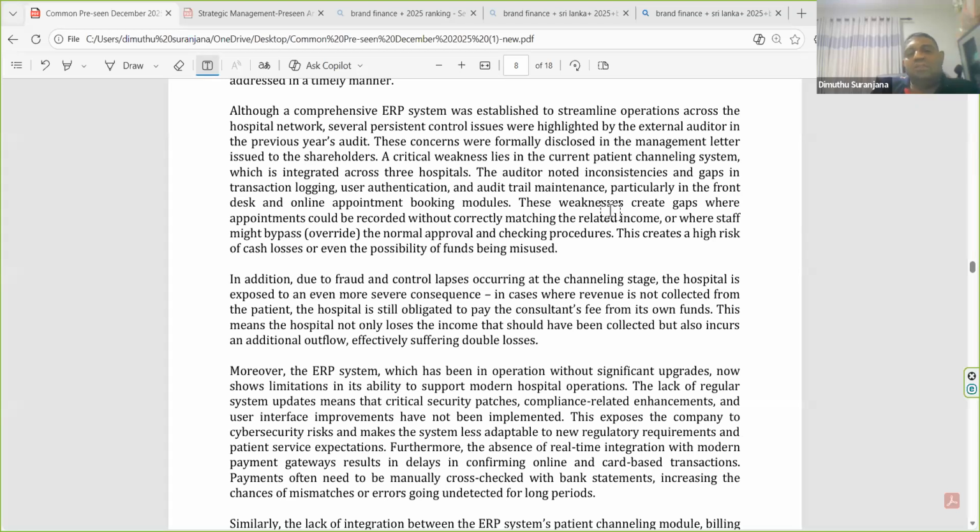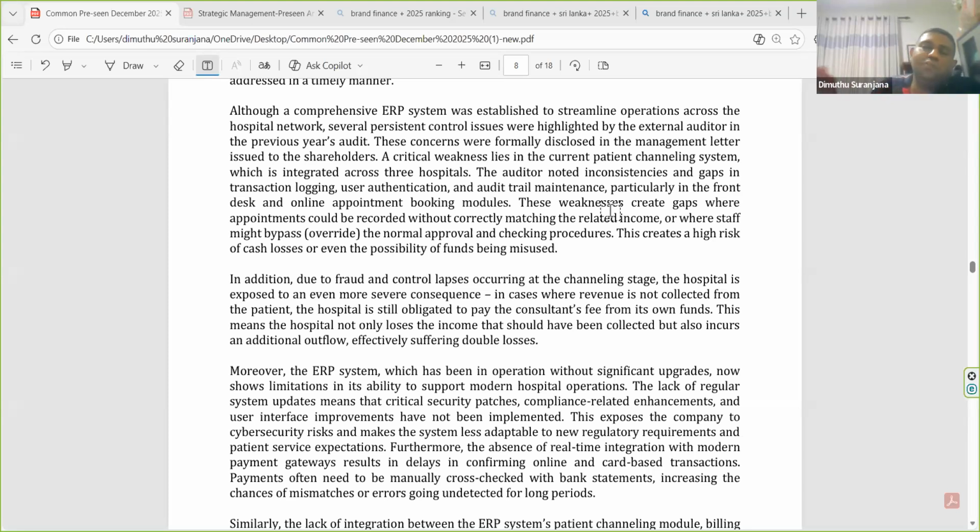Look at that. In addition, due to fraud and control lapses in the channel state, the hospital is exposed to an even more severe consequence in cases where revenue is not collected from the patient. The hospital is still obliged to pay the consult fee from its own fund. This means the hospital not only loses the income that should have been collected, but also incurs an additional outflow to supplement our losses. I hope you got the point.